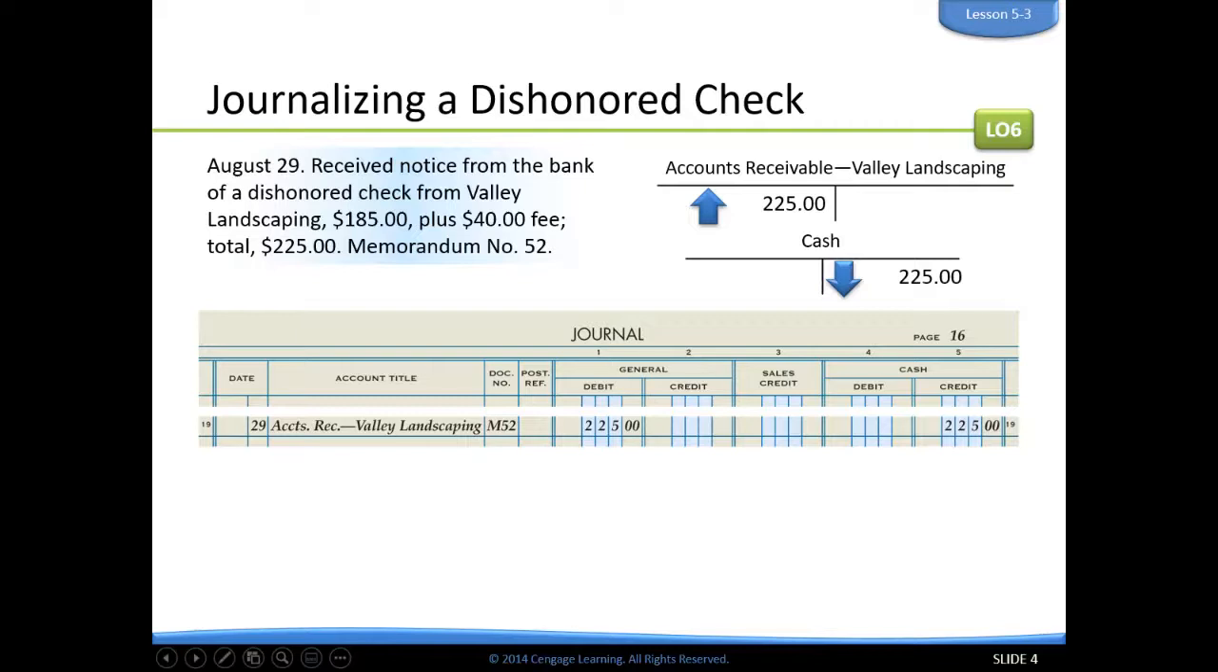We're increasing again what they owe us, and then reducing our cash with a cash credit.